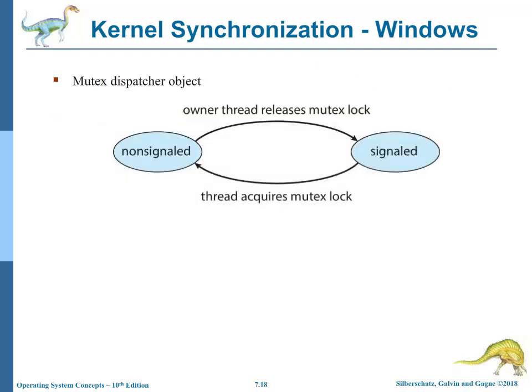This figure illustrates the state transitions of a mutex lock dispatcher object. When the owner thread releases the mutex lock, the state becomes signaled, which means the object is available and the thread will not block when acquiring this object. After a thread acquires this mutex lock, the object becomes non-signaled, which means the object is not available and the thread will block when attempting to acquire this object.